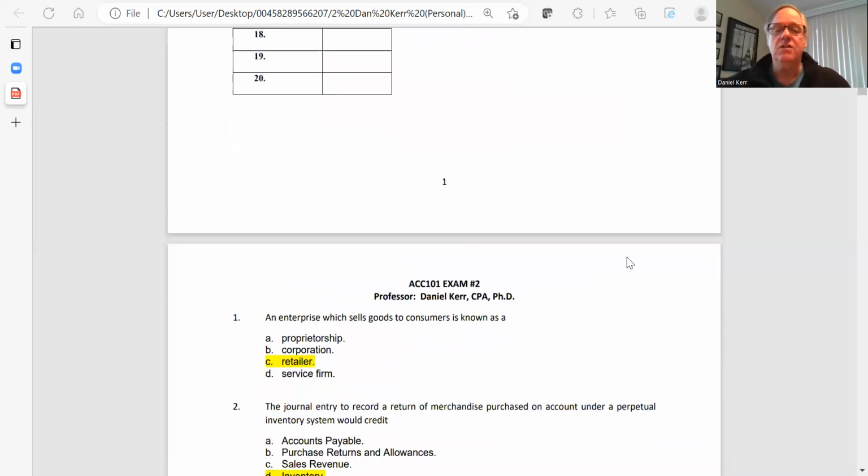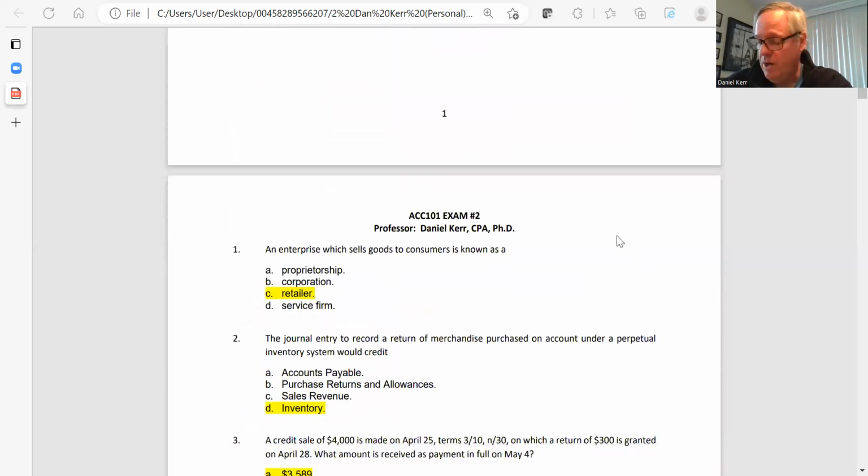Let's go through and thoughtfully consider each of the questions here. An enterprise which sells goods to consumers is known as a retailer. A retailer is any enterprise that buys goods from a supplier in large quantity and then turns around and sells them in smaller quantities to a consumer. That's called a retailer.